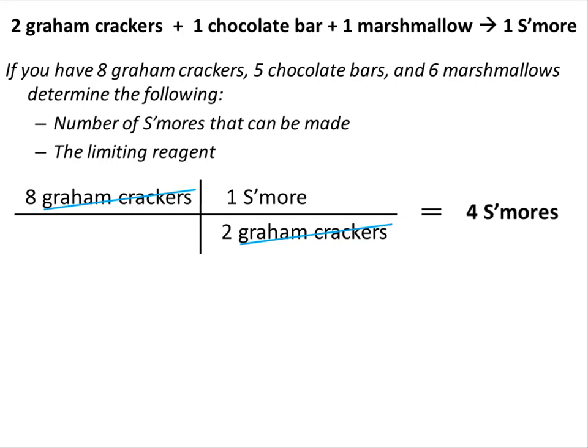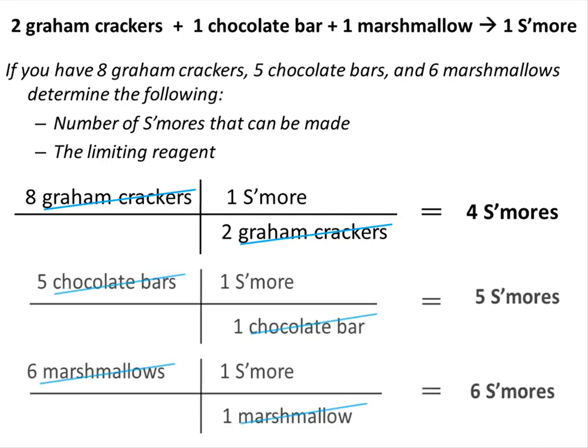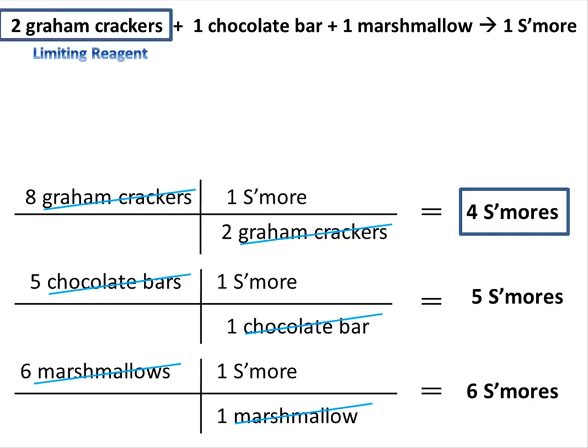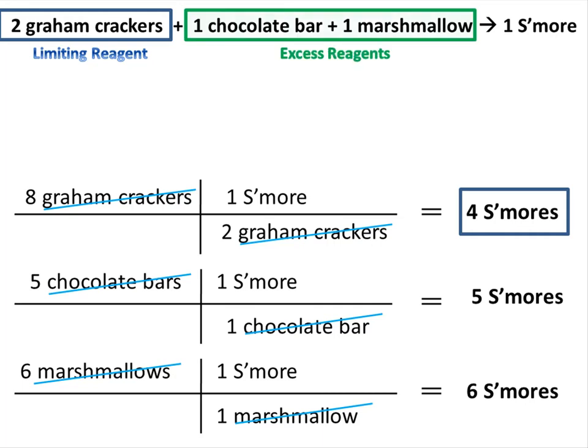Here is the stoichiometry setup for the other ingredients. The least number of s'mores that can be made from these ingredients is 4. Once we make 4 s'mores, we are out of graham cracker. Therefore, the graham cracker is the limiting reagent because it limits us to only making 4 s'mores. The chocolate bars and marshmallows are the excess reagents. Some will be left over after the s'mores are made.